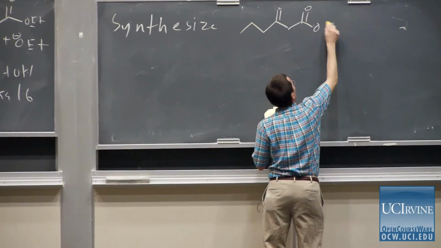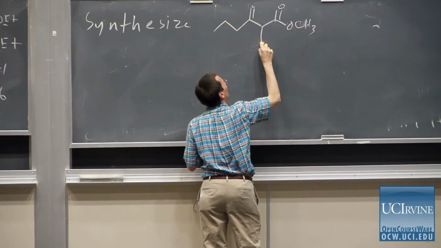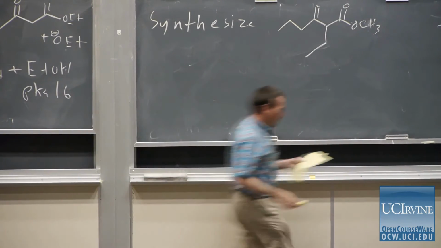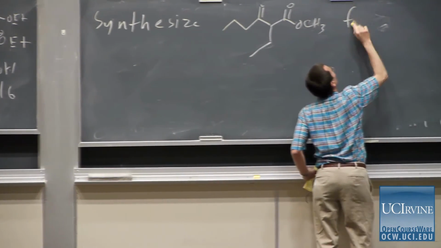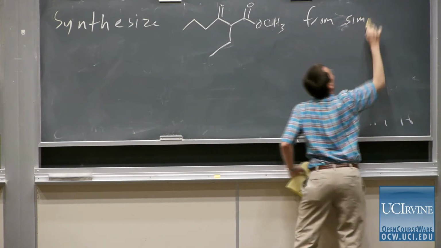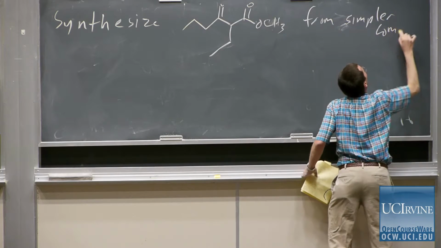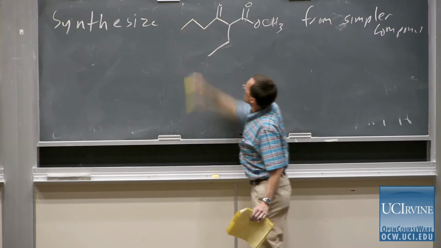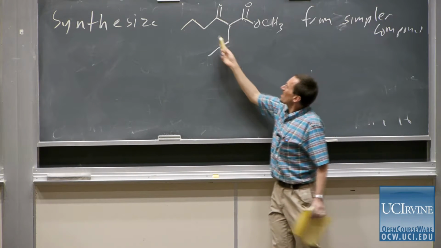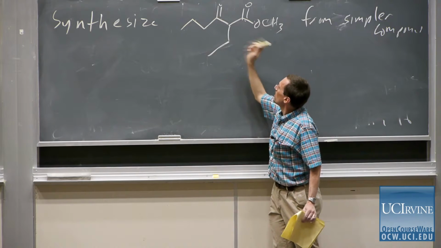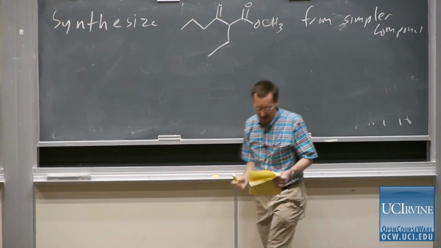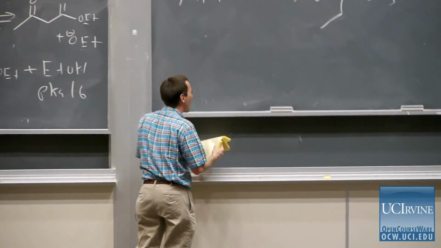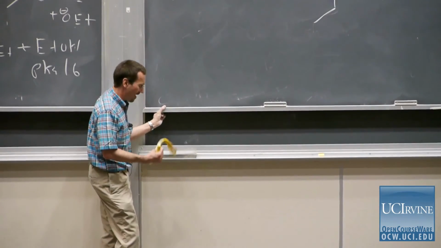Give us a little diversity here. I'll make the methyl ester. All right, so let's synthesize this methyl ester from simpler compounds. You can even name it. What's it going to be? 1, 2, 3, 4, 5, 6. So it's methyl 2-ethyl-3-oxohexanoate. All right, so synthesize methyl 2-ethyl-3-oxohexanoate from simpler compounds.